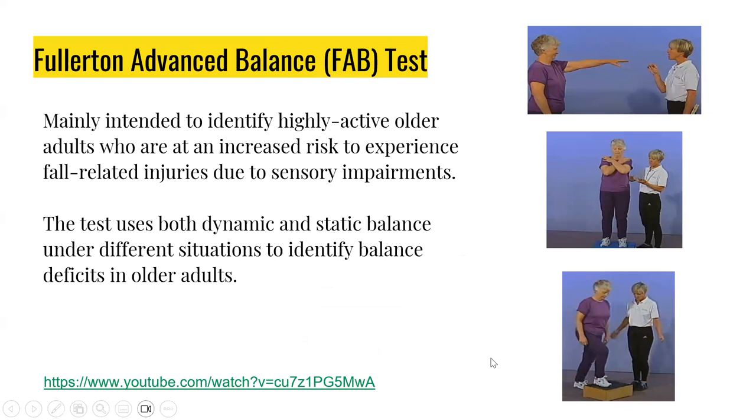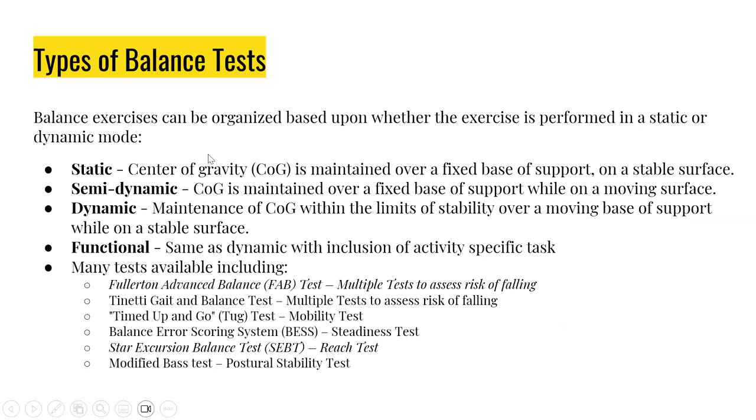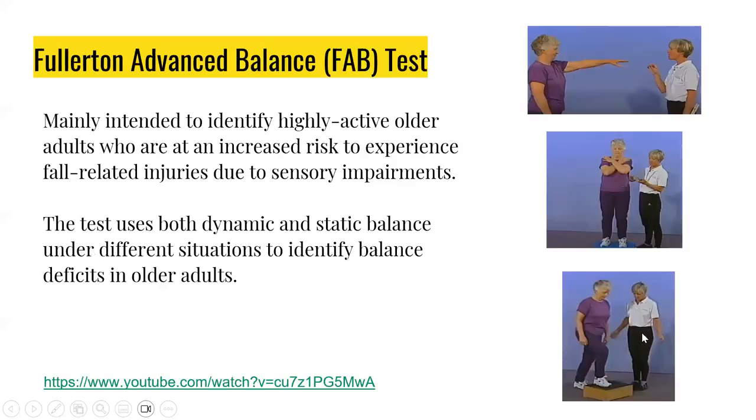So this is the FAB test. It's mainly intended to identify highly active older adults who are at an increased risk to experience fall-related injuries due to sensory impairments. The test uses both dynamic and static balance under different situations to identify balance deficits in older adults. This test is very complete. It's really cool. You'll be able to study static, semi-dynamic, dynamic, and functional balance tests. The FAB test includes all of those.